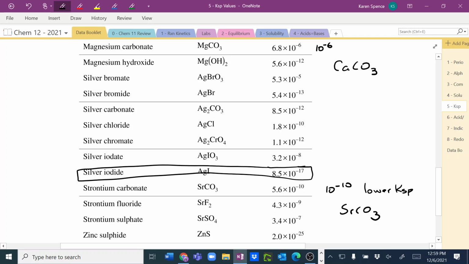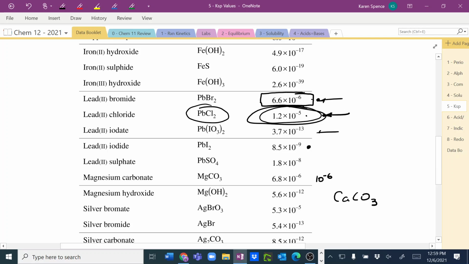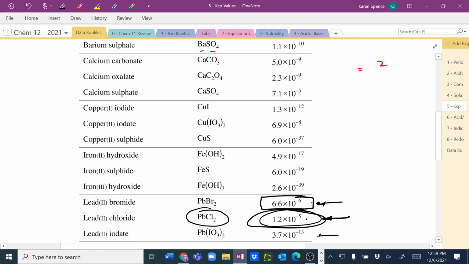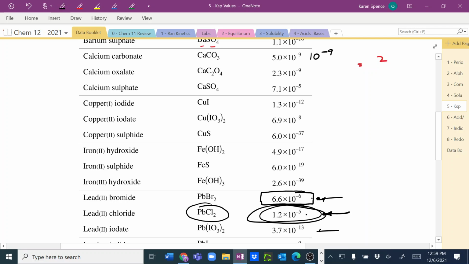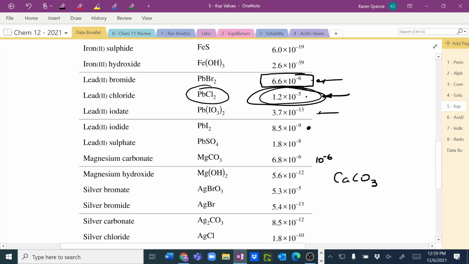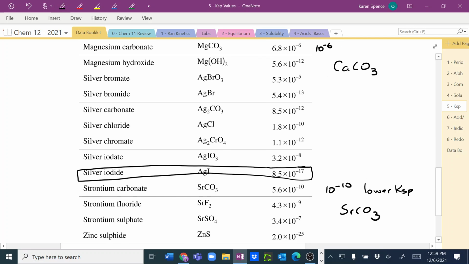Now let's check out calcium and see where it rates. Calcium carbonate is 10 to the minus 9, so it's not as low as strontium. So the lowest concentration would be the one with the lowest KSP value, which would be our strontium carbonate. Okay?